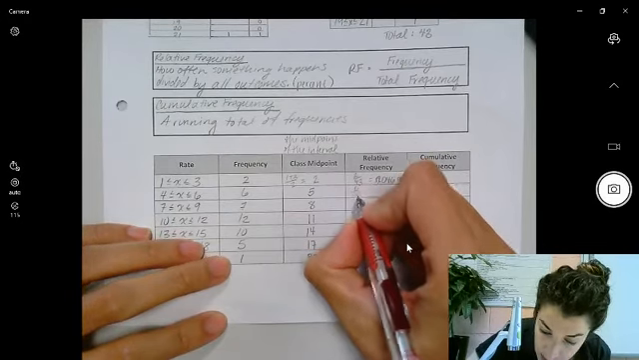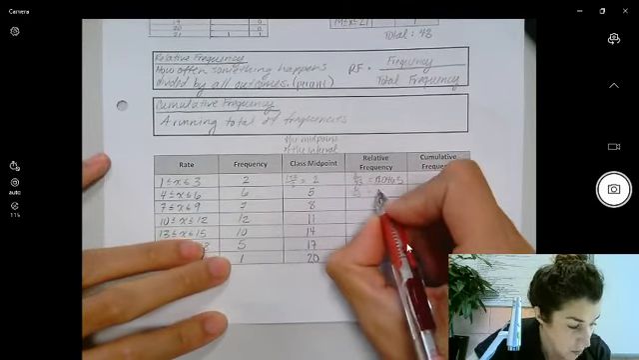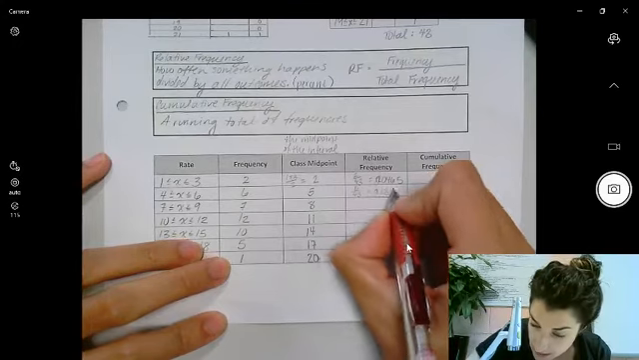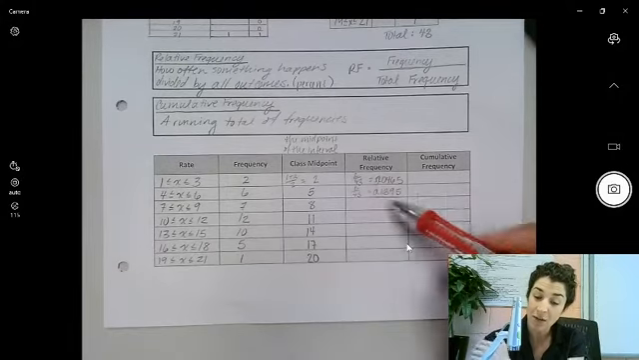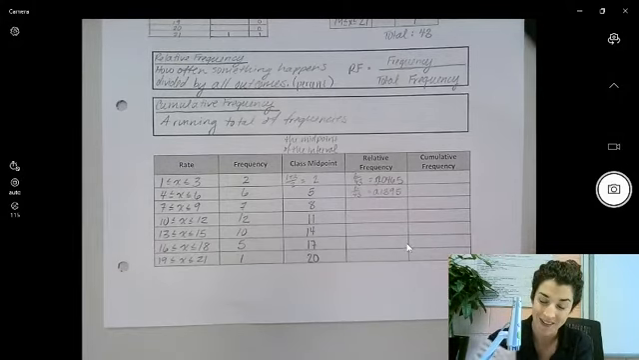For our next one, our frequency is 6. Taking 6 and dividing by 43, we get 0.1395, so 13.95%, or 0.1395. I want you to go ahead and continue filling this all out.